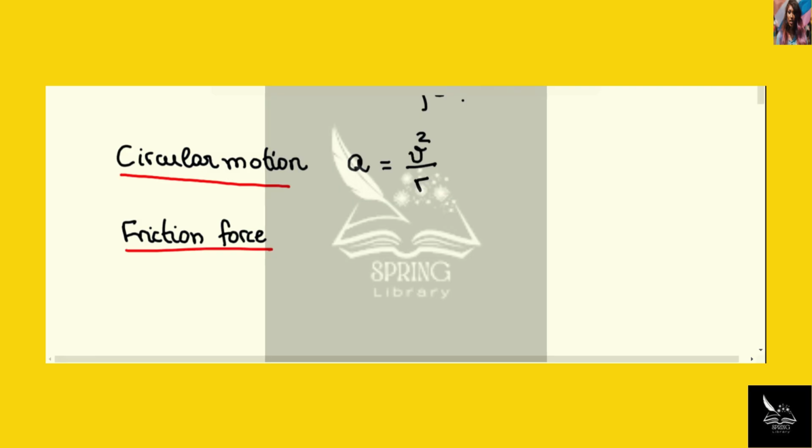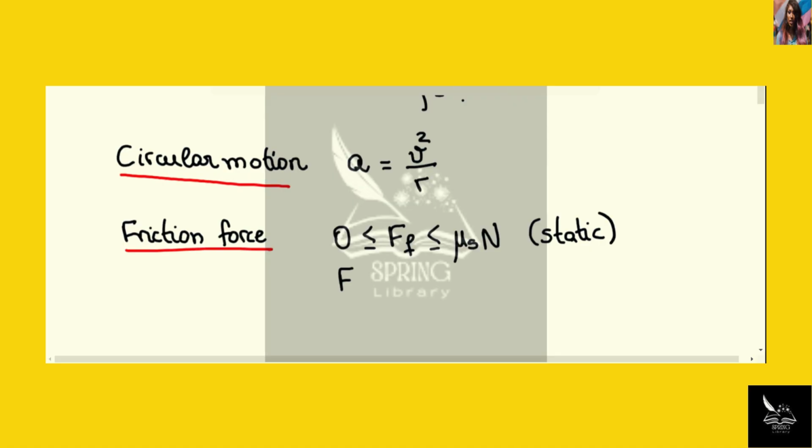We also need to know that the friction force can be separated into two types. First, the static friction force that ranges from 0 to a value of mu s times the normal. Mu s is the static friction coefficient, and n is the normal force that the surface exerts on the object. This is the static friction.